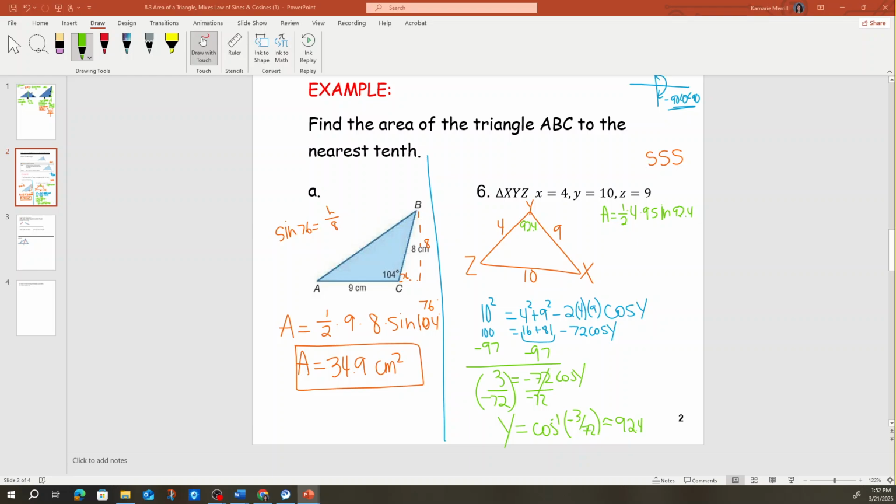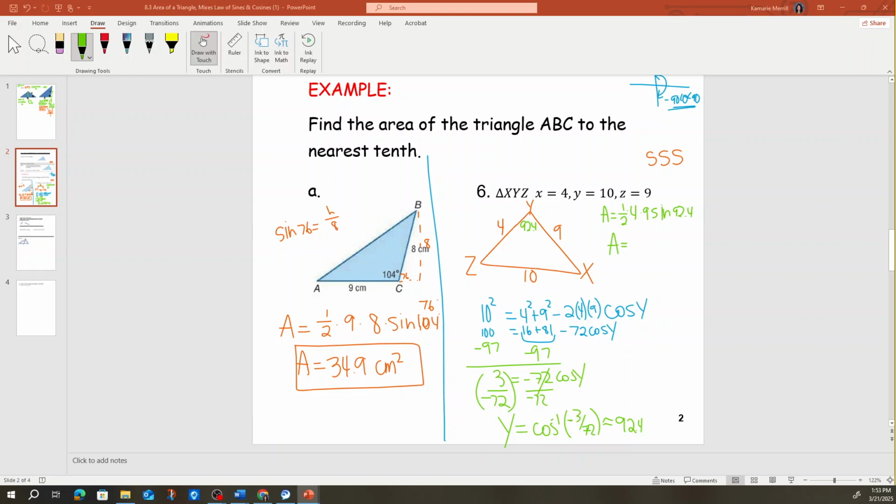Does that make sense how the formula works depending on which one's the included angle? So I used 4 and 9 because I found 92. But if I would use 4 and 10 if I would have found z, or I would have used 9 and 10 if I would have found x. Okay? What do you guys get for the area? And let's call it good. And you're going to be off of me slightly if we use decimals differently.